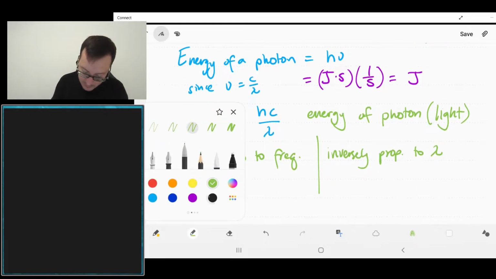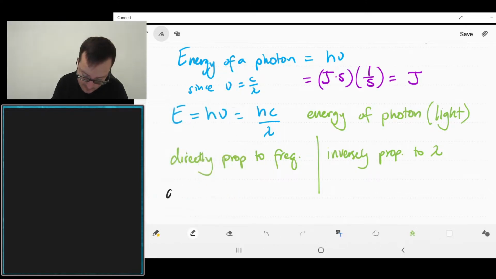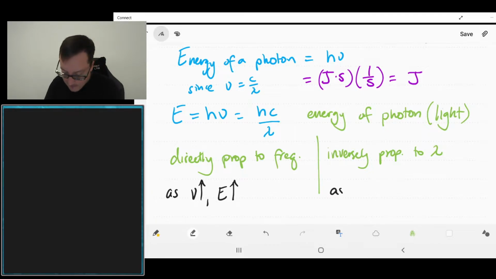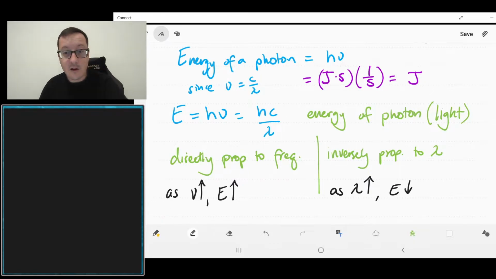So we'll write those out. As frequency goes up, energy goes up. As wavelength goes up, energy goes down. So they are inversely proportional. We'll see that because the wavelength and frequency are also inversely proportional, this all works out.